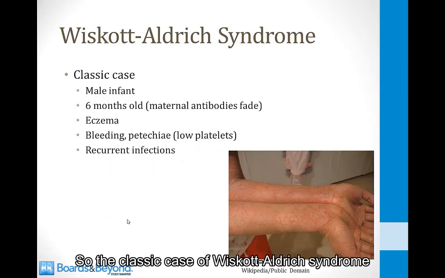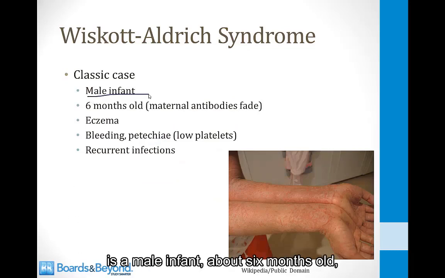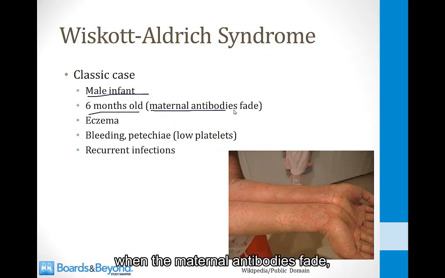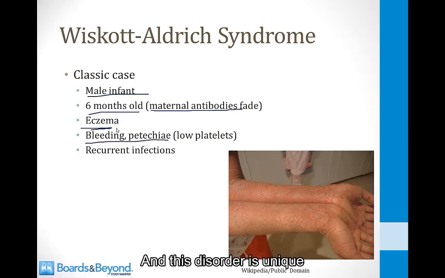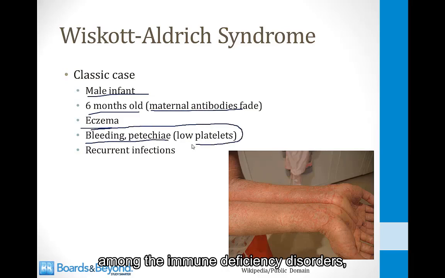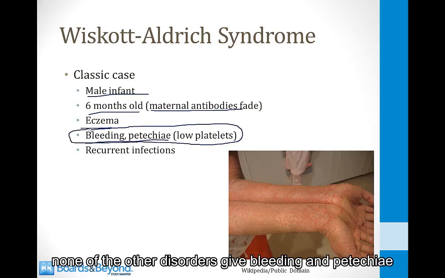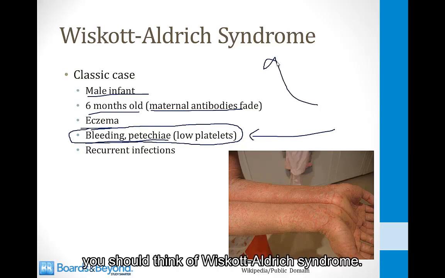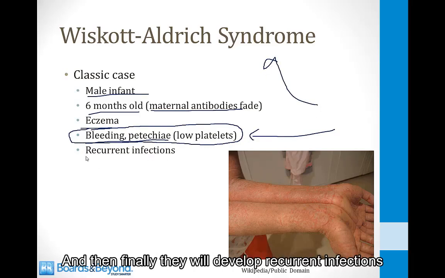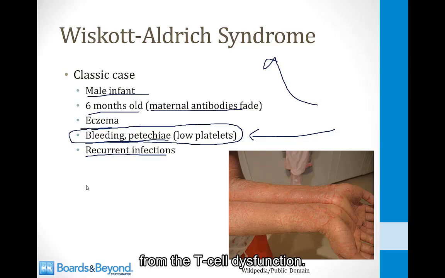So the classic case of Wiskott-Aldrich syndrome is a male infant about 6 months old when the maternal antibodies fade, who develops eczema and then bleeding and petechiae from the low platelets. And this disorder is unique among the immune deficiency disorders. None of the other disorders give bleeding and petechiae and low platelets. As soon as you see this, you should think of Wiskott-Aldrich syndrome. And then finally, they will develop recurrent infections from the T-cell dysfunction.